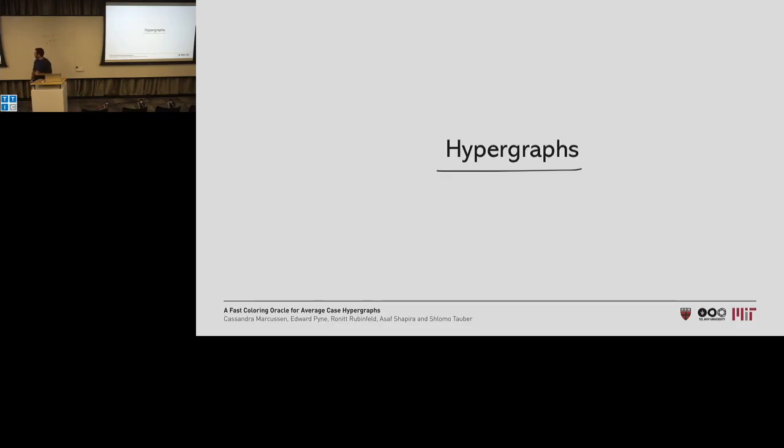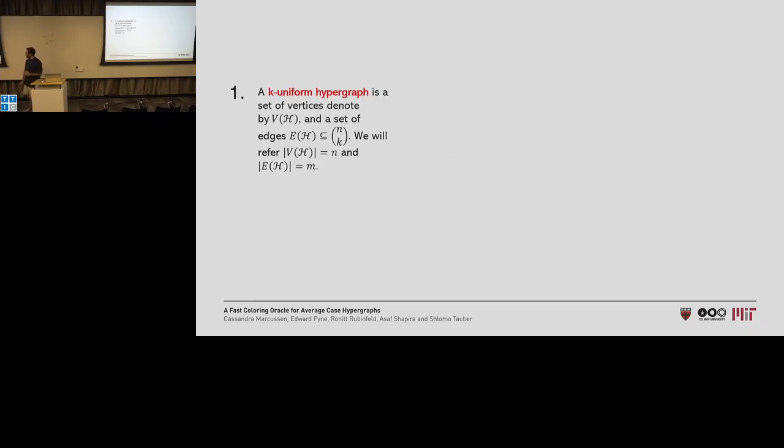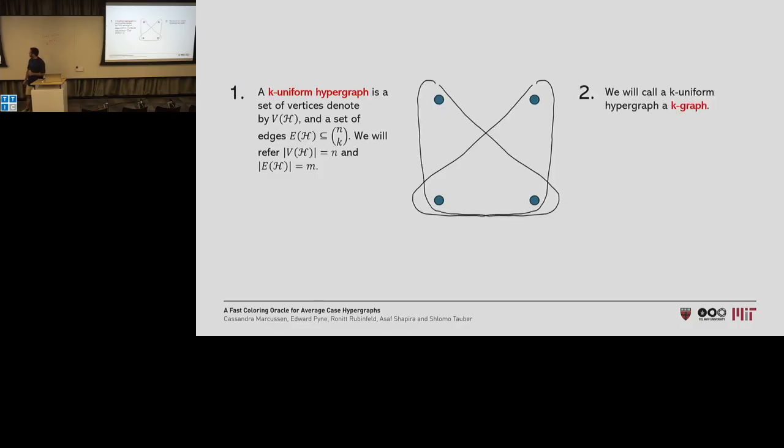So a bit about hypergraphs. A k-uniform hypergraph is a set of n vertices and a set of edges that are tuples of k vertices. So here in the example, the edges are tuples of 3 vertices. And we will call a k-uniform hypergraph a k-graph. So the example here is a 3-graph, and 2-graphs are just the graphs.